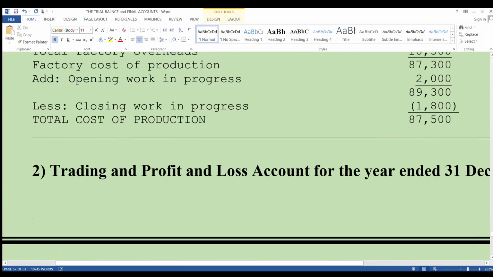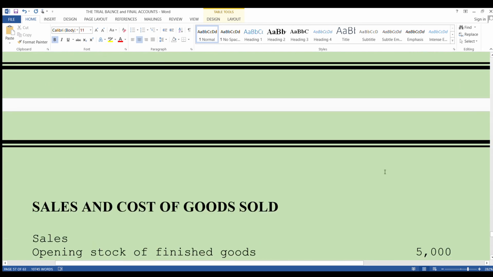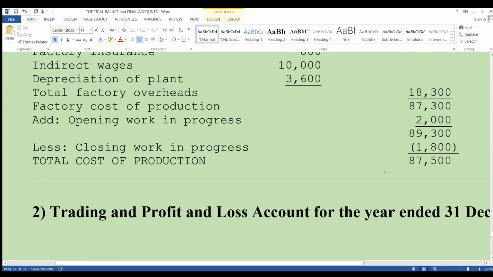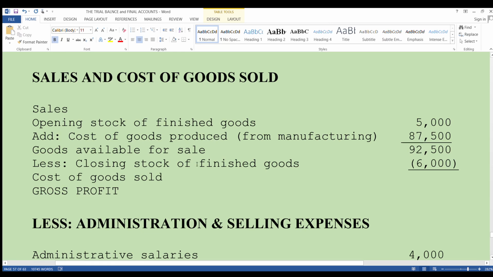Next you go to the trading and profit and loss account for the year. Remember, if you have not revised the trading and profit and loss account, please revise. We're just going to make a few adjustments to factor in cost of production. We're going to start with sales and cost of goods sold. So sales, we have been given 5,000. Then opening stock of finished goods.